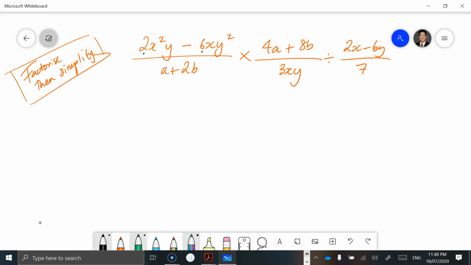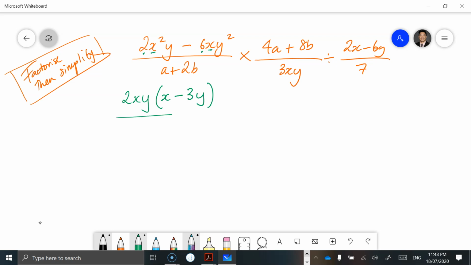So we've got 2 and 6. Highest common factor is 2. We do have an x in common, and we do have a y in common as well. Now we're going to open brackets. 2x squared y divided by 2xy is going to leave you with x on its own. Take away 6xy squared divided by 2xy is going to be 3y. And we're going to close brackets.